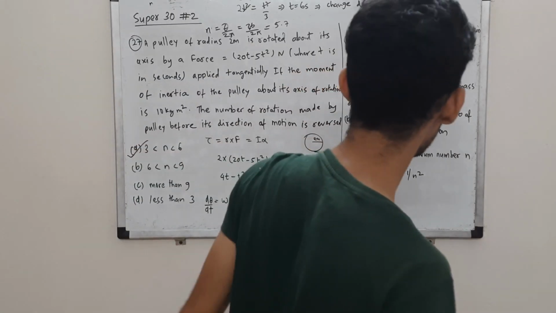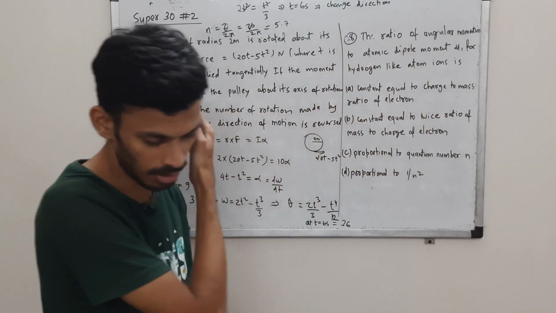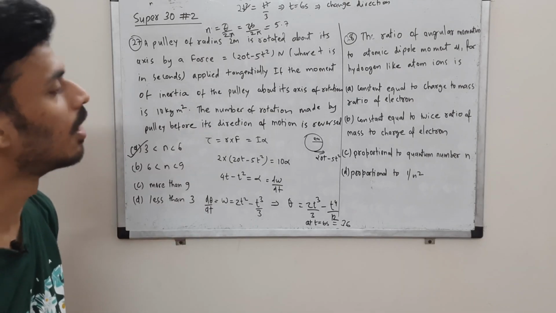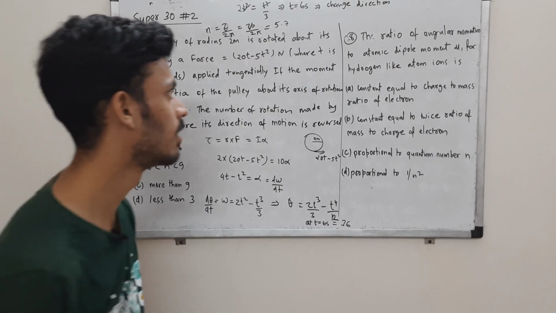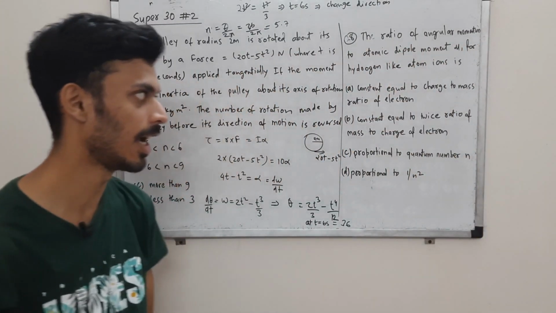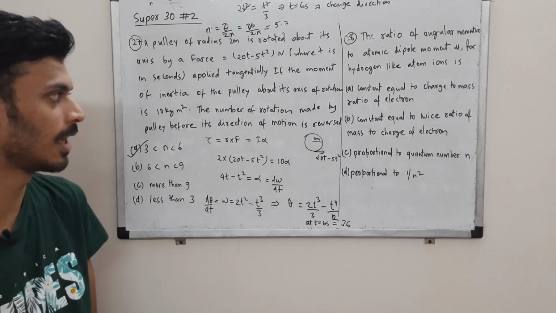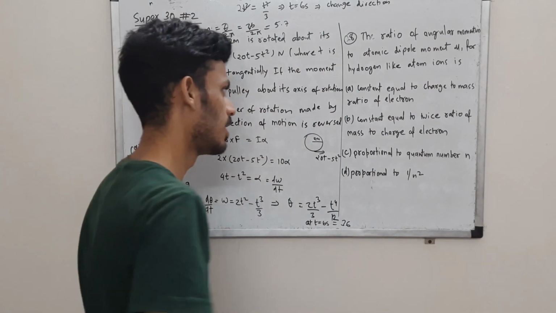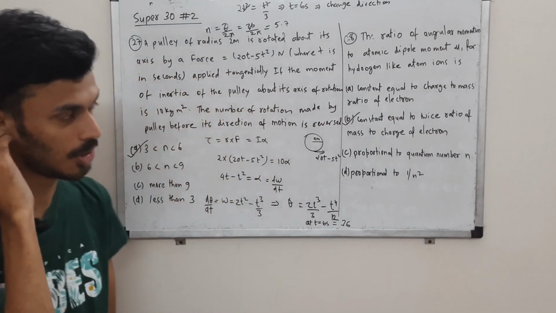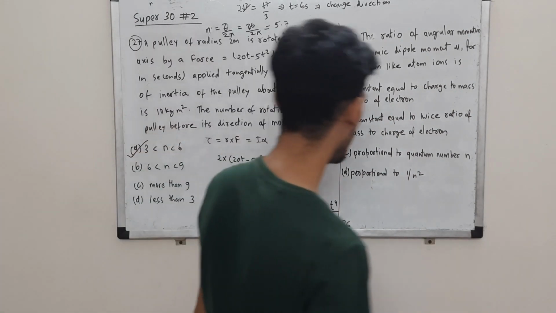Let's come to this one. This is based on your atomic dipole moment. Some of you might directly know this answer: the ratio of angular momentum to the atomic dipole moment for a hydrogen-like atom. If you know this ratio directly, you'll know that the answer is constant and is equal to 2 times mass by charge ratio. We'll also derive it, it's a short derivation.